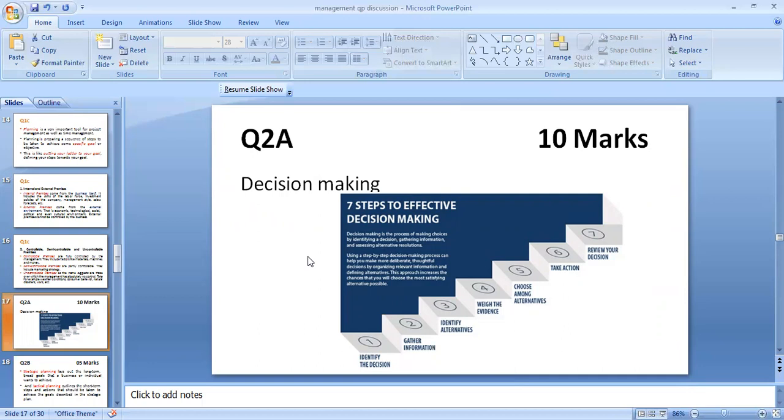First of all, there are different steps. Seven steps are required for decision making. You have to identify the decision, collect the information and data, then identify the alternatives. You can use many criteria for decision making and weigh the evidence. Find out the evidence, then choose the best alternative, take the necessary action, and review the decision. These are the seven major decision making steps. Try to elaborate on it. If you can show a flow chart, that is more than sufficient. But if you can elaborate a little bit more, you can secure full marks.